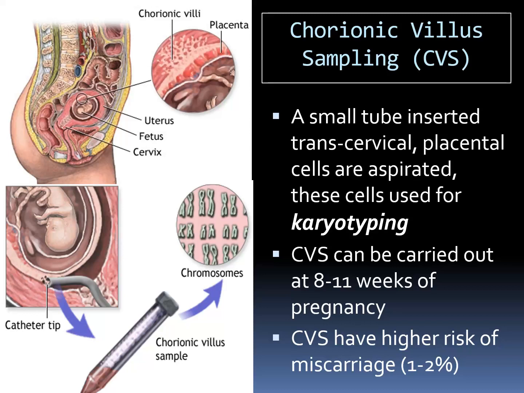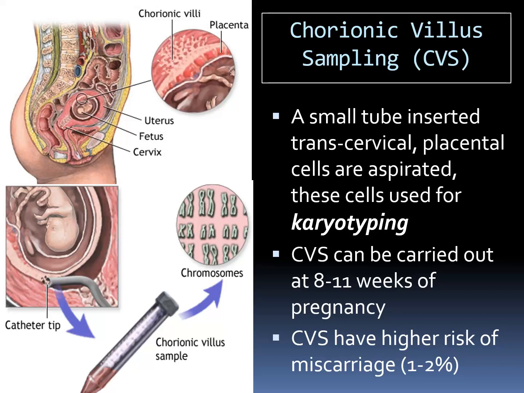In chorionic villus sampling, we use a small tube inserted transcervically. Placental cells are aspirated, and these cells are used for karyotyping. At that time, we don't have amnion to take a sample. So chorionic villus sampling is important because we can have a diagnosis quite early, between 8 to 11 weeks of gestation. But it has a higher risk of abortion or miscarriage, even 1 to 2% in the best centers.